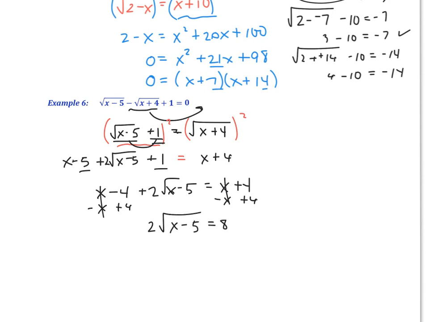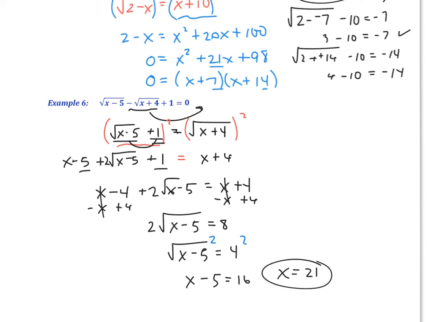I'm going to divide both sides by 2, and I'm going to get the square root of x minus 5 is equal to 4. I'm now going to square both sides and get x minus 5 is equal to 16. Add the 5 over, and x is equal to 21. All right, I should just check to see that that works. So I got the square root of 21 minus 5, minus the square root of 21 plus 4, plus 1 equals 0.